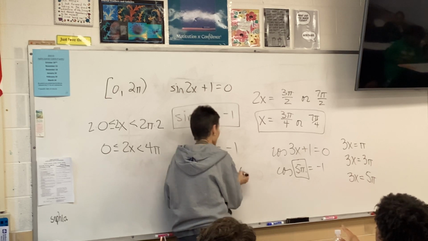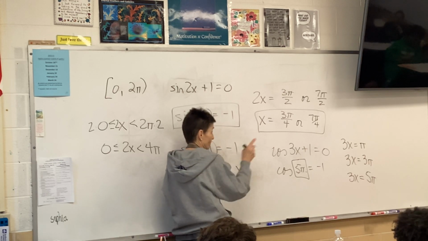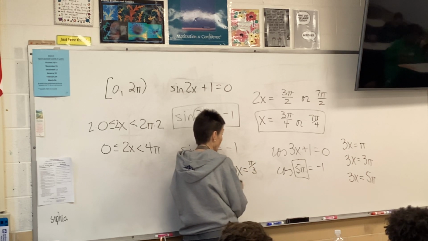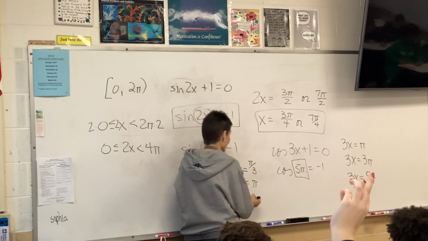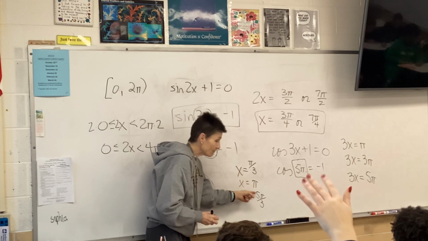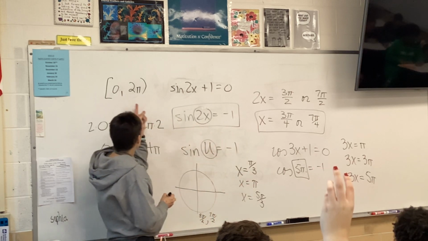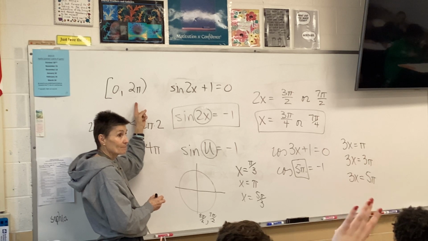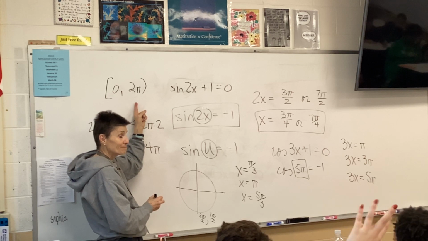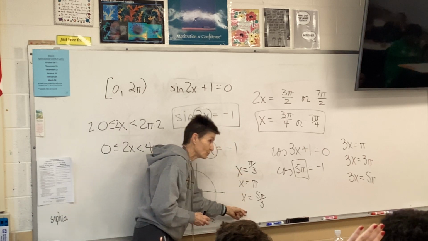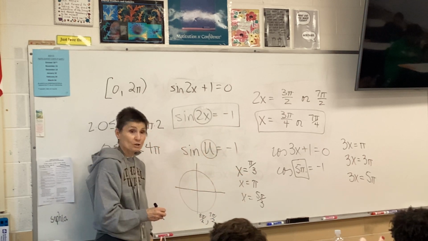So what are the actual answers to the question? x is pi over 3, or pi, or 5 pi over 3. I want you to notice something. Do all of those fit in the interval that we're supposed to be solving in? Yeah. These are all the possible x values that would make our equation true.